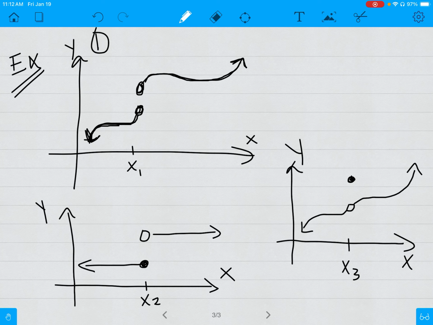Informally, we can see that this graph is not continuous at x1 because we would have to lift our pencil when we're drawing it, right? So it's not continuous there. Specifically, it's not continuous here because we've actually got a couple of problems.